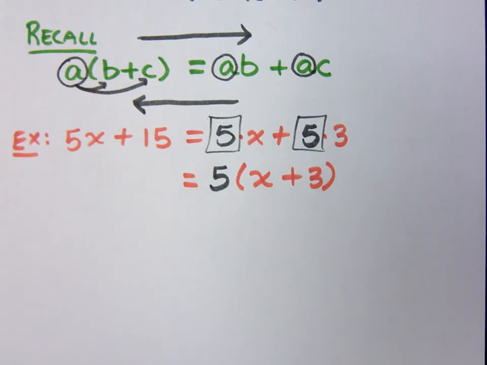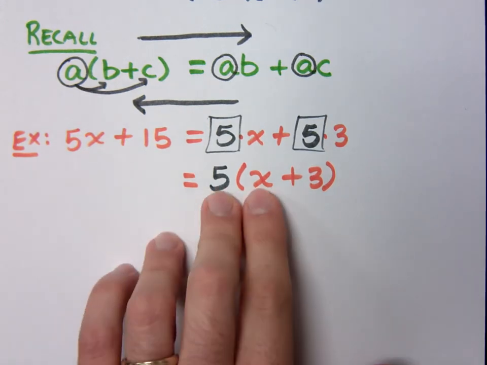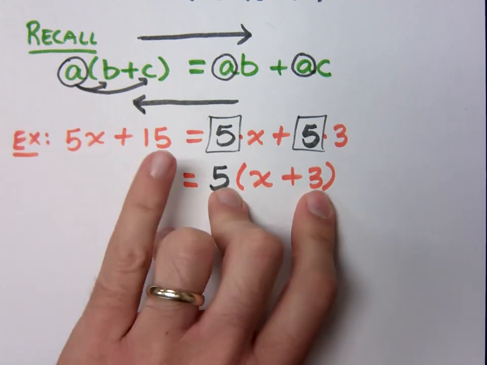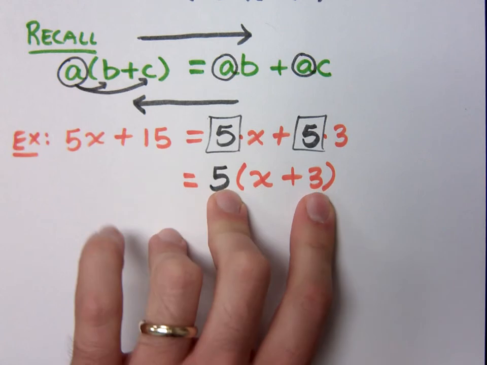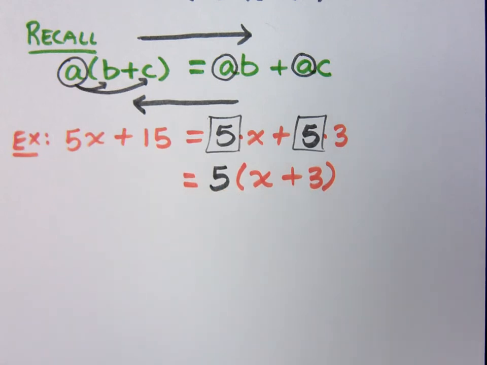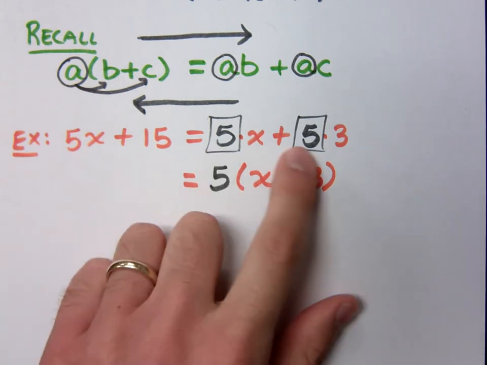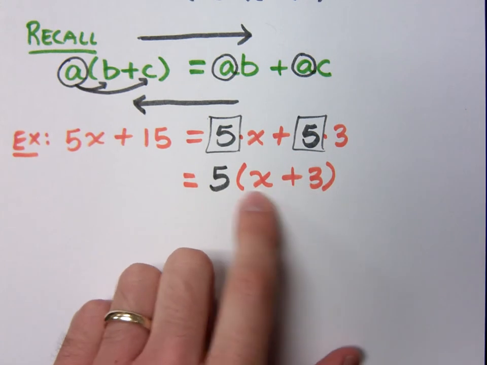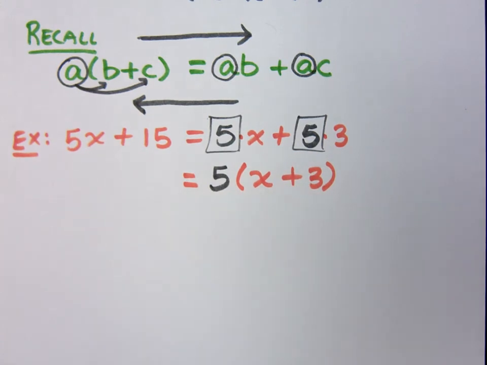Distribute it, right? Multiply it back out. So 5 times x is my 5x, and 5 times 3 is my 15. Do y'all agree? Okay. Now what you may want to do is rewrite and use different colored pens or markers so that you can clearly see what that common factor is.